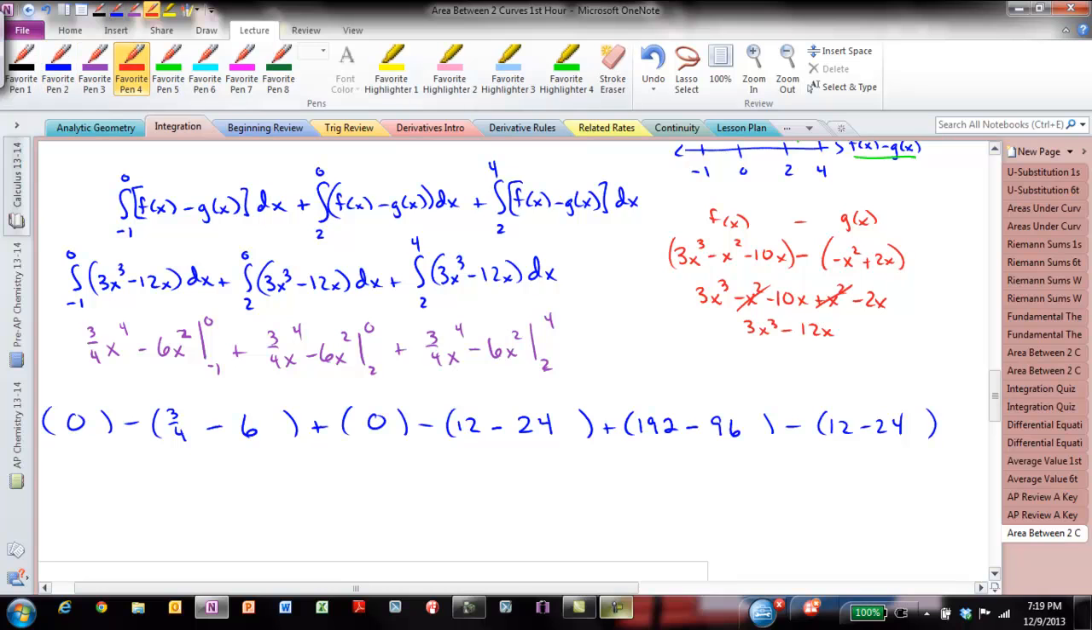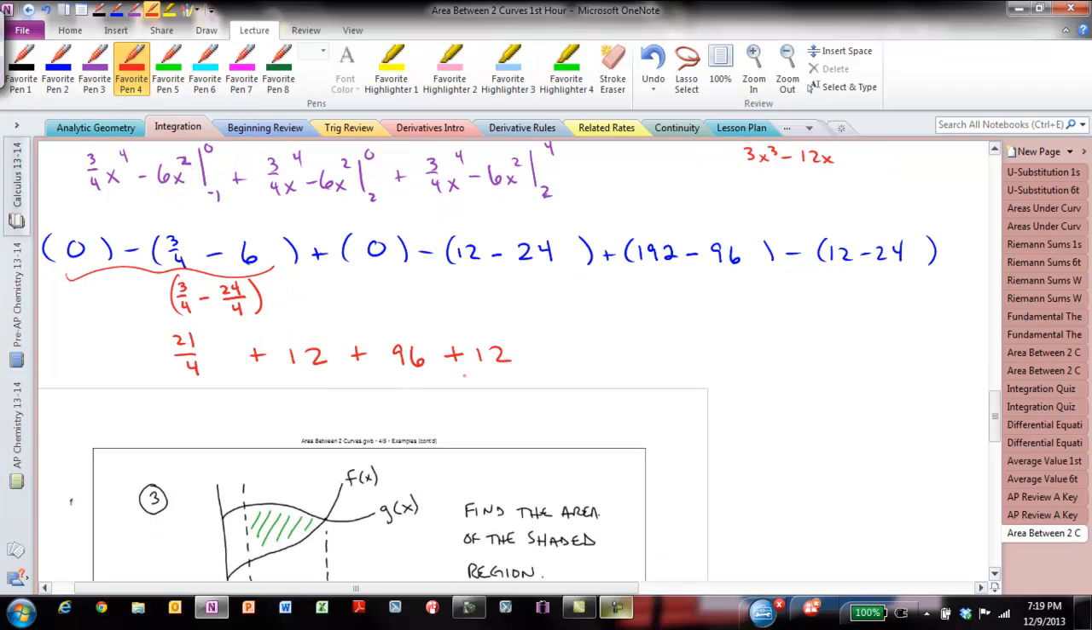So let's go ahead and try to work this out. This guy's going to be 3/4 minus 6, which is 3/4 minus 24 over 4. So I get a negative 21 over 4, but this negative out here gives us a 21 over 4, and that's important. You need to get a positive out of this first integral. And the second one, 12 minus 24, gives us a negative 12, but this negative gives us, again, a positive, so plus 12. And then the last one, we've got to go 192 minus 96, which should give us 96. And then minus negative 12, so plus 12.